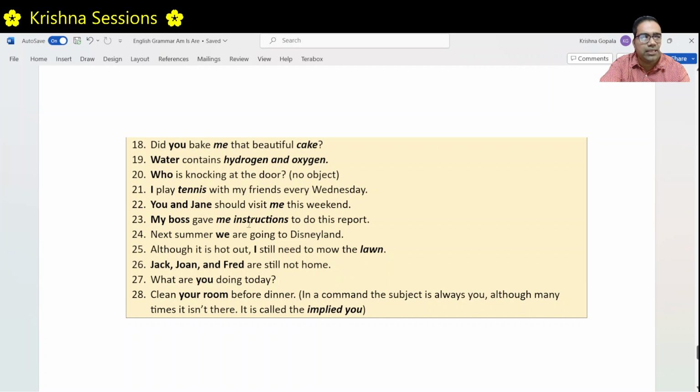My boss gave me instructions. My boss gave what? Instructions. Gave for whom? To whom? Me. Me is the indirect object. Instructions is the direct object.